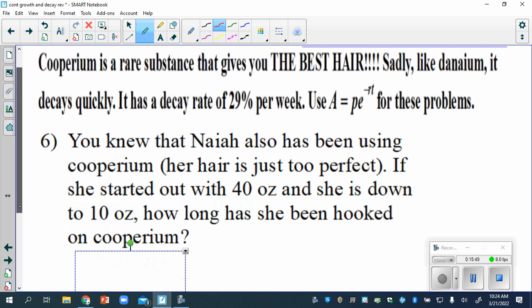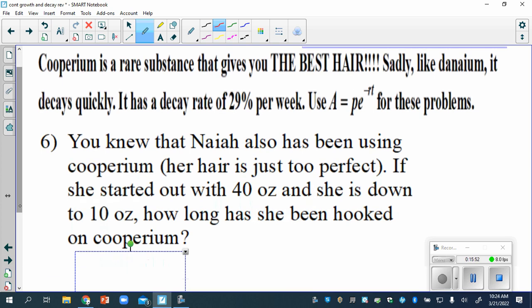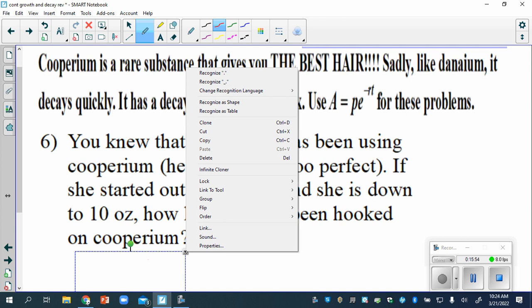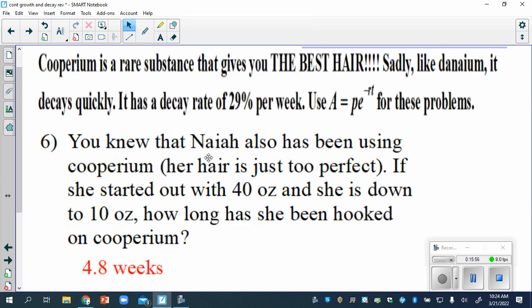I have a girl in my other class, and her hair is perfect. It is perfect hair. Oh, look, there's 8 weeks. So I'm coming there.